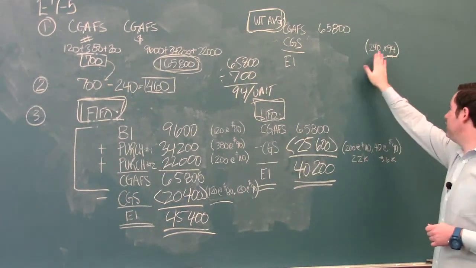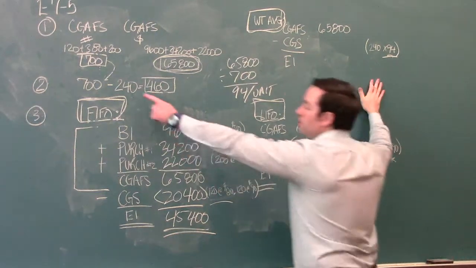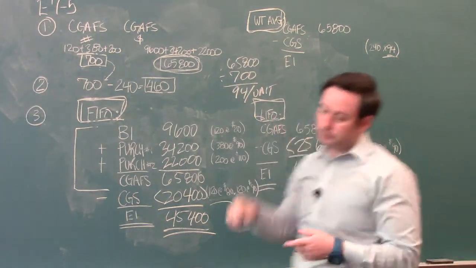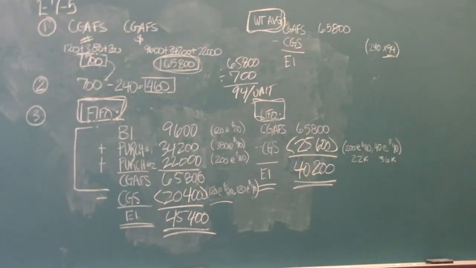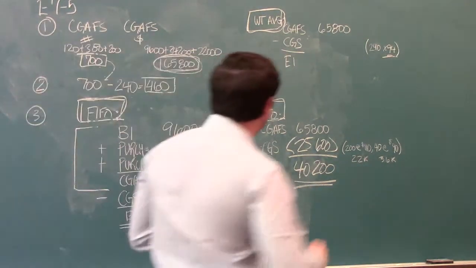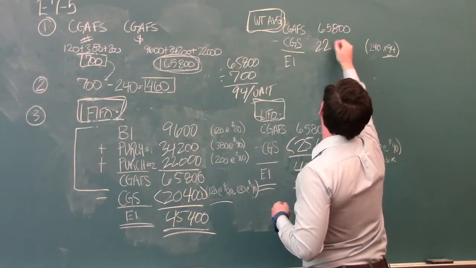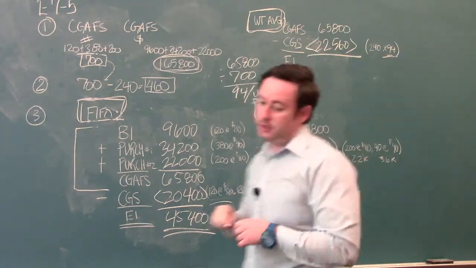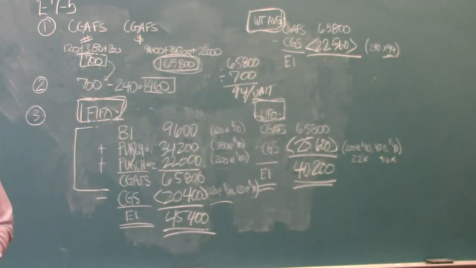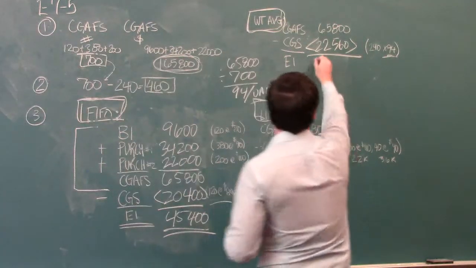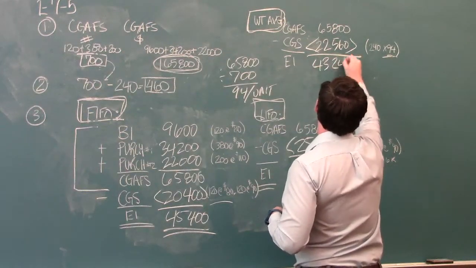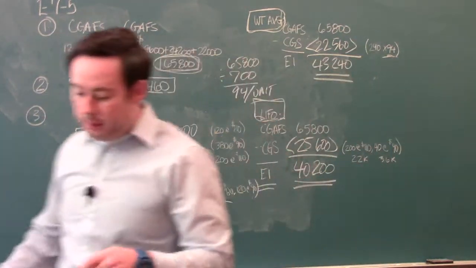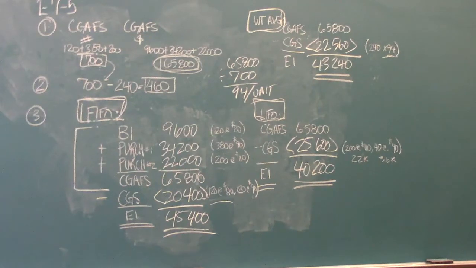So if we multiply out 240, which is the amount that we sold, by the $94 per unit, then we should get 22,560. Subtract the cost of goods sold from the cost of goods available for sale, and we should get 43,240 for ending inventory. Okay, this is E75. Please let me know if you have any questions.